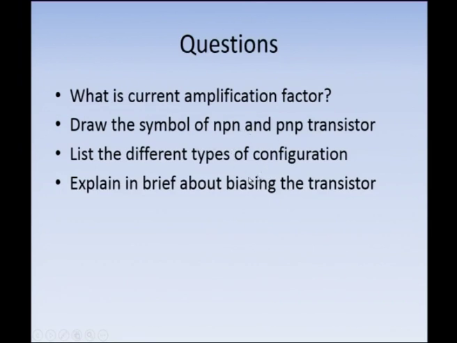So, these are some of the questions you can answer. What is a current amplification factor? Draw the symbol of NPN and PNP transistor. List the different types of configuration. Explain in brief about biasing the transistor.